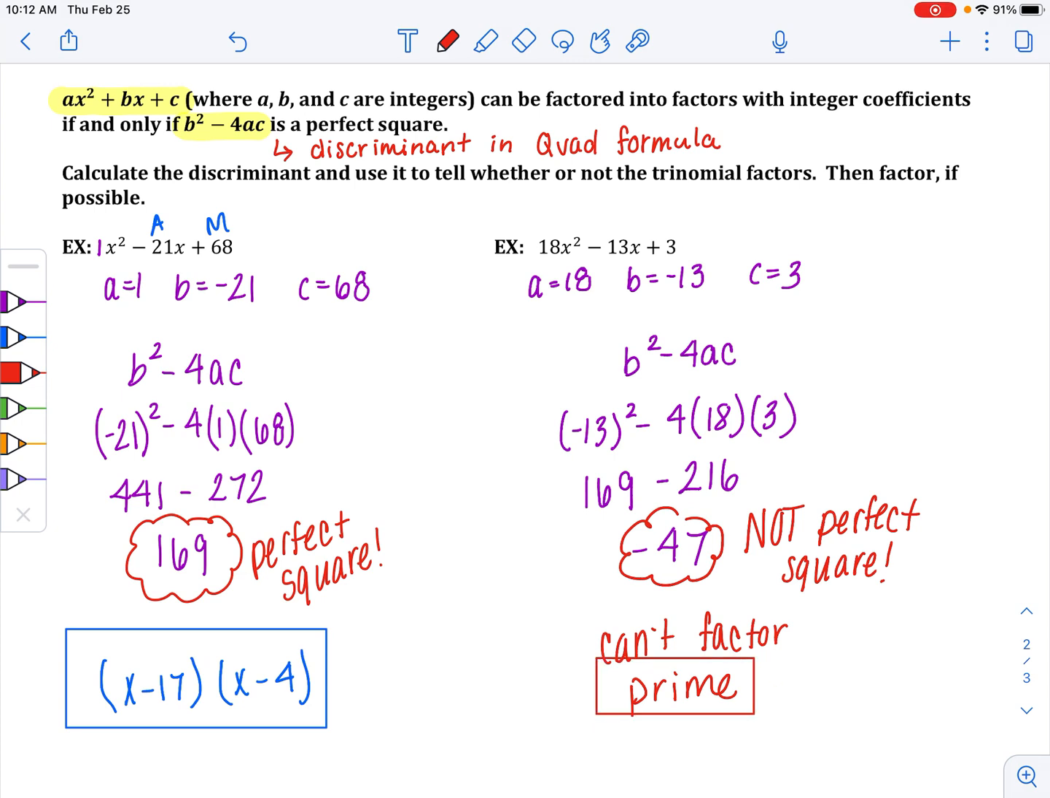So don't waste time. You could have been looking at this for so long. You could have tried to split the middle and it just wasn't working. Because it's not a perfect square, you're not going to have integer coefficients, so you cannot factor that. Okay, I'm sorry. I'm going to write cannot factor with integer coefficients. I'm going to be clear. Okay, so I'm actually going to take the word prime away because it is factorable. Eventually, you can do quadratic formula and all that, but you won't have integer coefficients and they won't be real solutions.